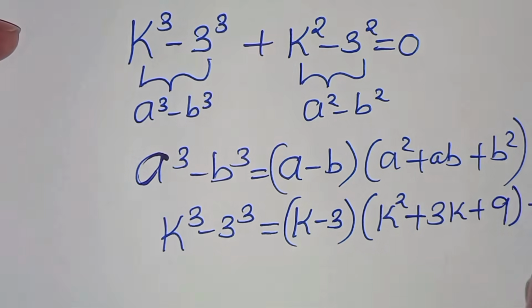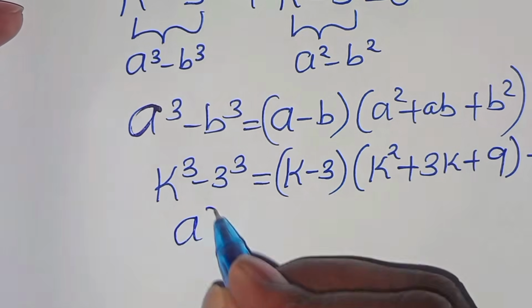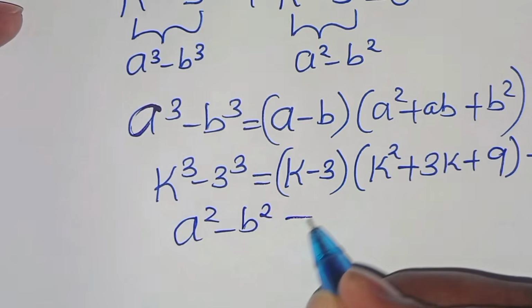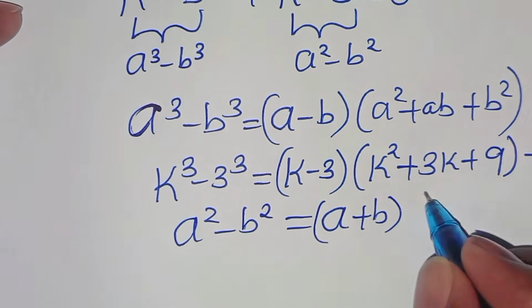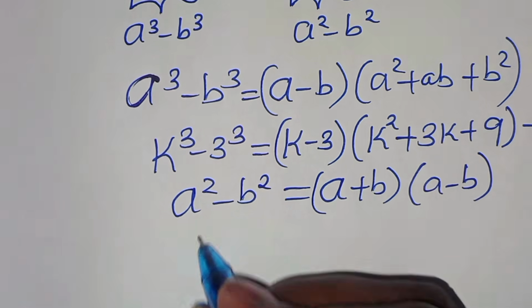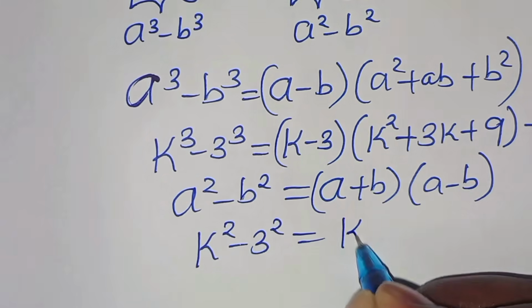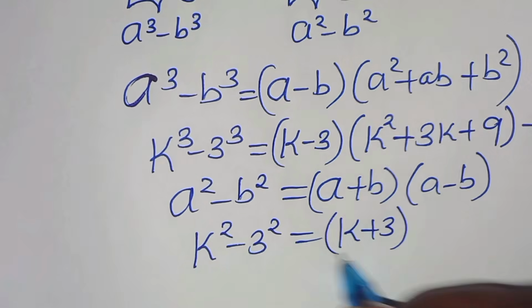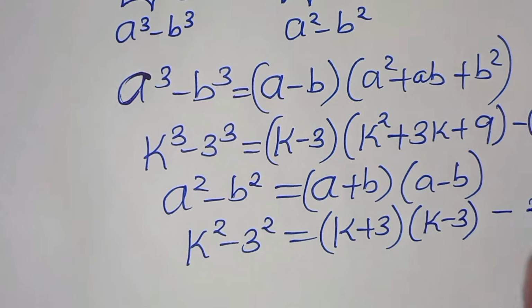Let's call this the first part. Then we have a squared minus b squared. This is the difference of two perfect squares expressed as a plus b multiplied by a subtract b. So k squared minus 3 squared is equal to k plus 3 multiplied by k subtract 3. Let's call this the second part.